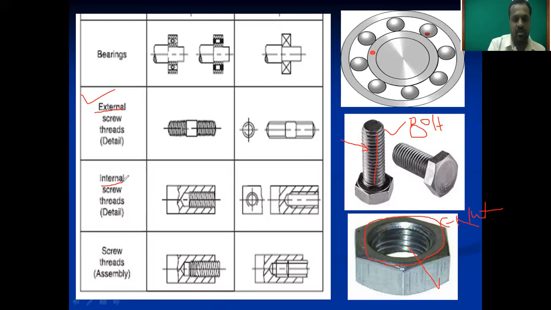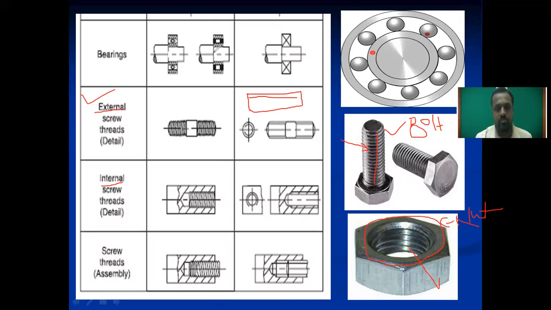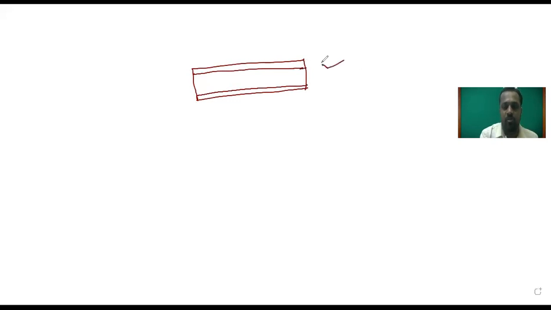If we have a structure like this, suppose we have a structure like this, then you have to remember there will be the thread.